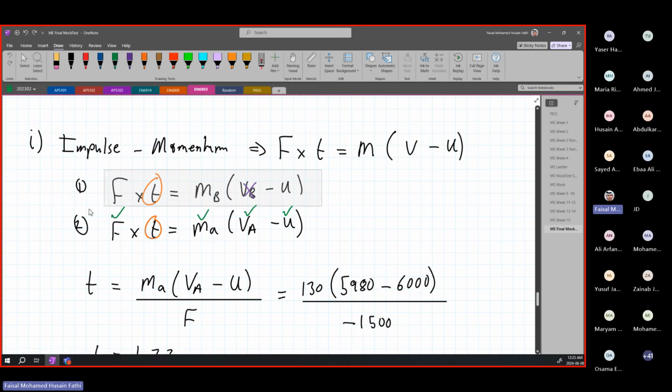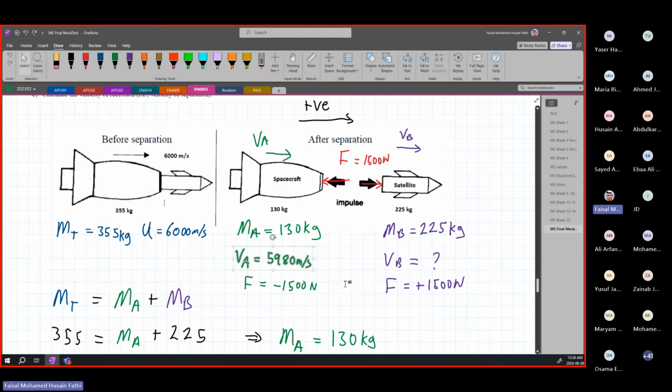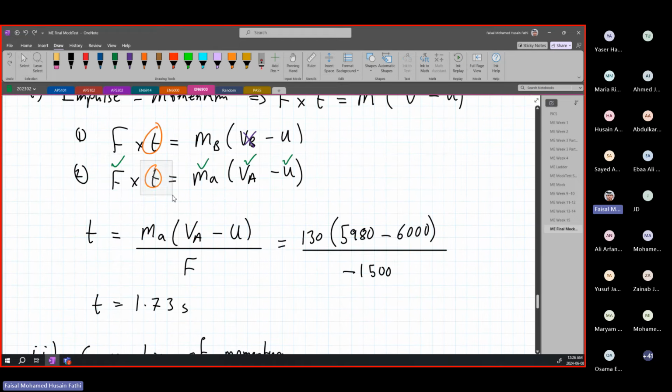But in this equation, we do not have our VB value. We don't have the value of the final velocity given to us. So we have two unknowns, which are T and VB. In this equation, the VA is given. In the question, VA is given as 5980. So we can find T from the second equation.